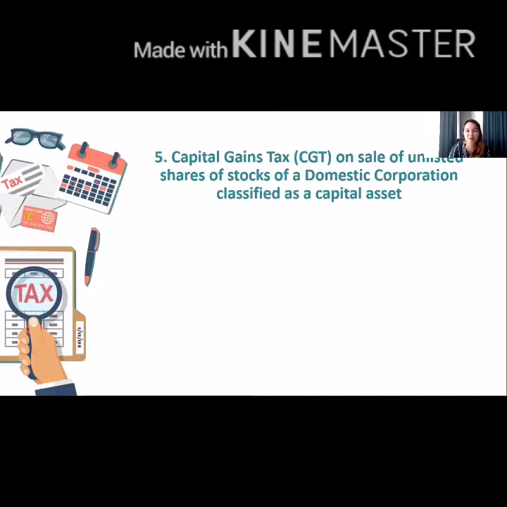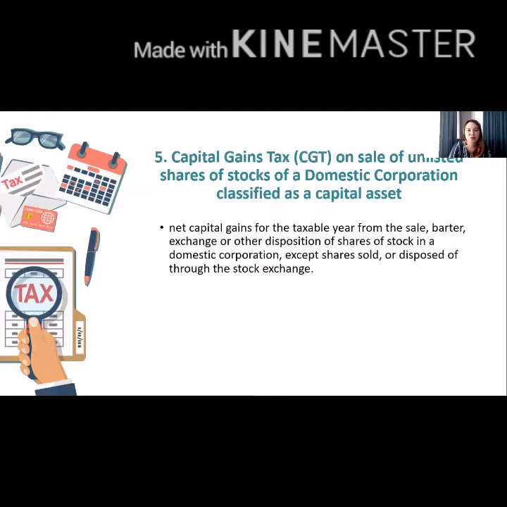Now we go to the fifth one, capital gains tax on sale of unlisted shares of stocks of a domestic corporation classified as a capital asset. So the capital gains tax, or CGT. So what is this type of income tax? So these are net capital gains for the taxable year from the sale, barter, exchange, or other disposition of shares of stock in a domestic corporation, except shares sold or disposed of through the stock exchange. So if the net capital gains is not over 100,000 pesos, it will be taxed at the rate of 5%. And on any amount in excess of 100,000, the tax rate will be 10%.